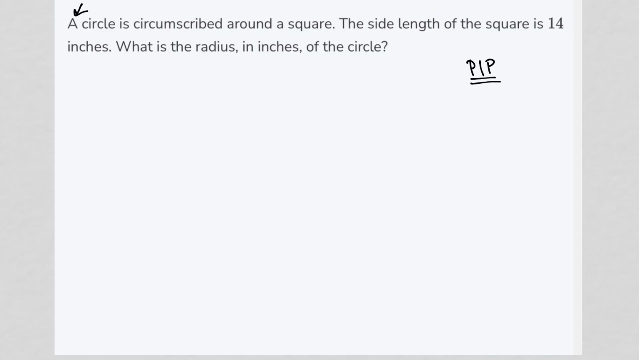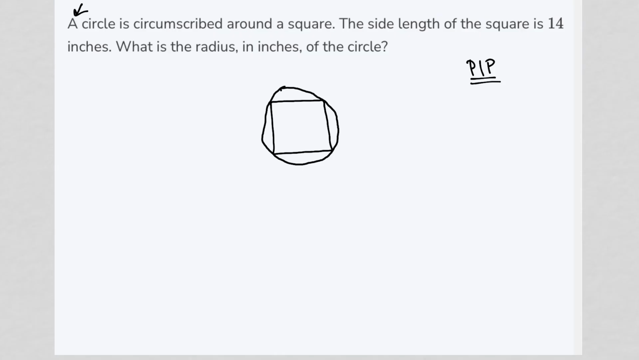A circle circumscribed around a square means, first of all, I have a square. So you go to your scratch paper, draw that square, and then the circle goes around that square. To be circumscribed means that the circle touches every vertex of the square. I'm not concerned about my circle or my square being perfect, but at least I have a visual now to work with.